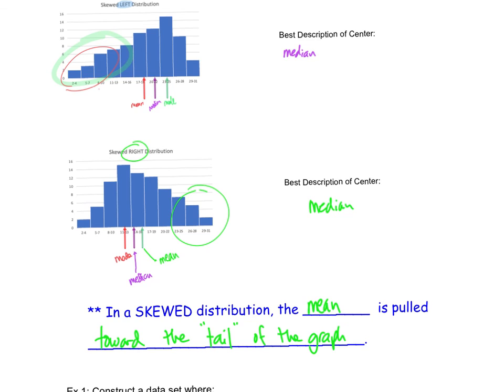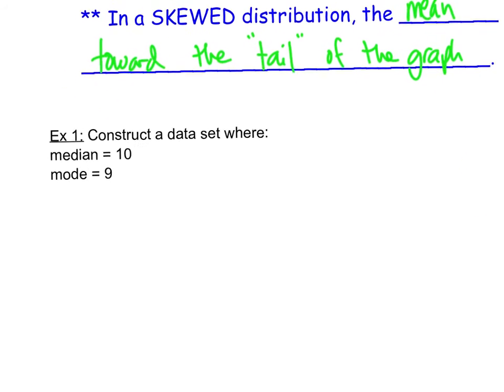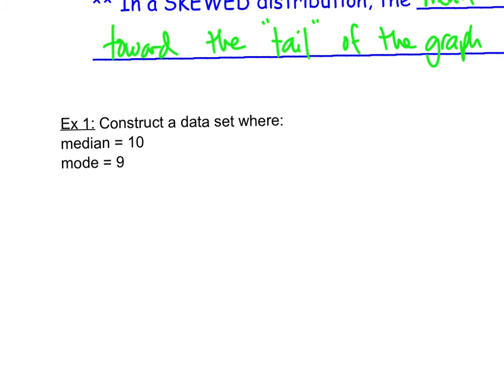All right, then last question here, just a quick check to see how we understand this stuff. Construct a data set where the median is 10 and the mode is 9. Well, what that means is that the median, being 10, is going to be in the middle. So you want the same number of numbers above 10 as there are below 10. So let's say we add a 9 down below, then we want to add something above there. And we want the mode to be 9, so I'm going to have a couple different 9s.